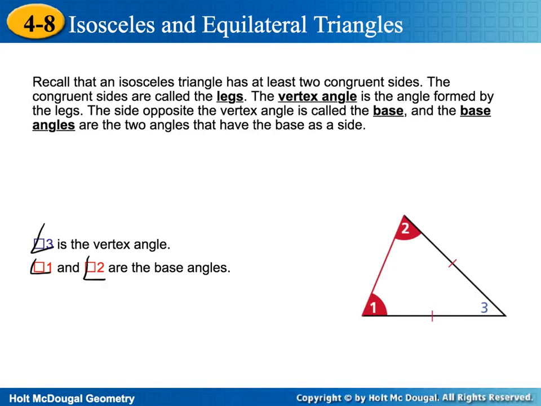So we've got legs, if you want to color code this too: legs in red, vertex angle in blue, the base I'm going to put in blue. That's just atrocious. All right, so just color however you want. The vertex angle is the angle formed by the legs. So again, this is the vertex angle. The side opposite is the base. Because this is isosceles, the side without them touching it, that's the base. And the base angles are the other two.